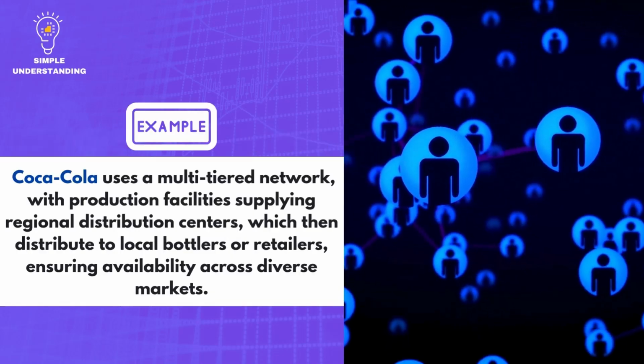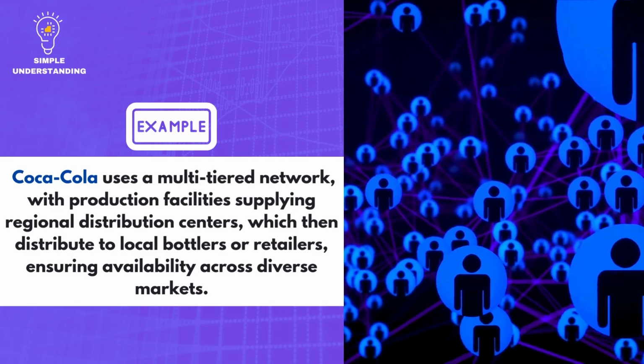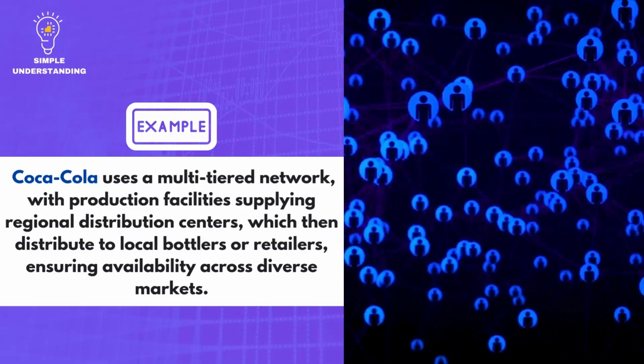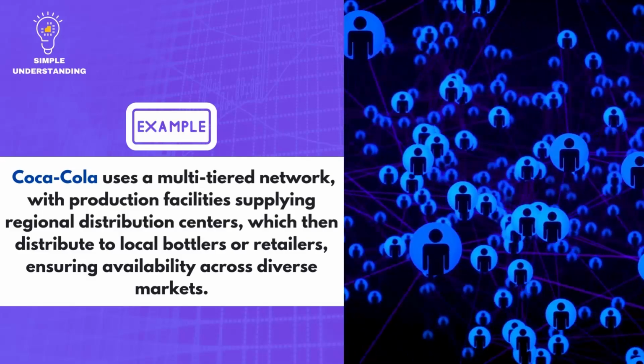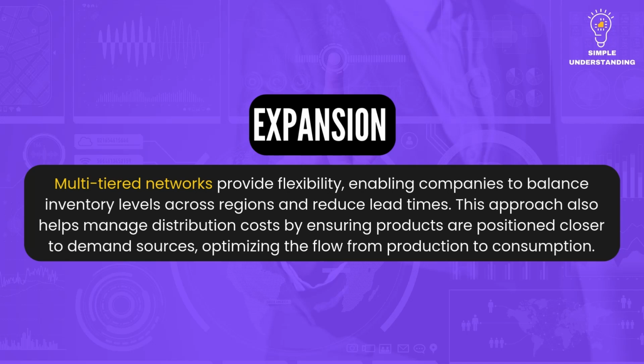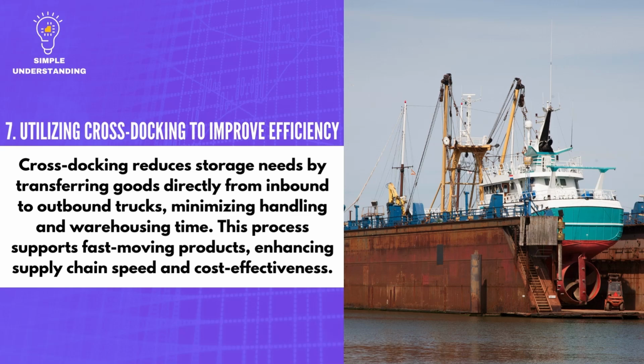Real company example. Coca-Cola uses a multi-tiered network, with production facilities supplying regional distribution centers, which then distribute to local bottlers or retailers, ensuring availability across diverse markets. Expansion. Multi-tiered networks provide flexibility, enabling companies to balance inventory levels across regions and reduce lead times. This approach also helps manage distribution costs by ensuring products are positioned closer to demand sources, optimizing the flow from production to consumption. 7. Utilizing cross-docking to improve efficiency.